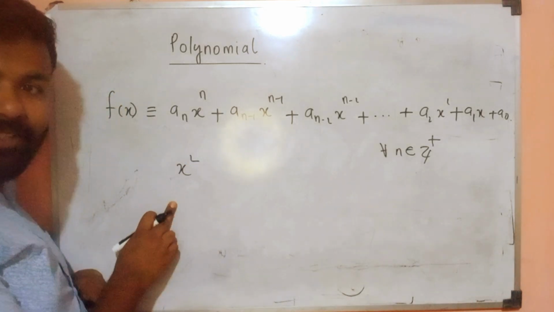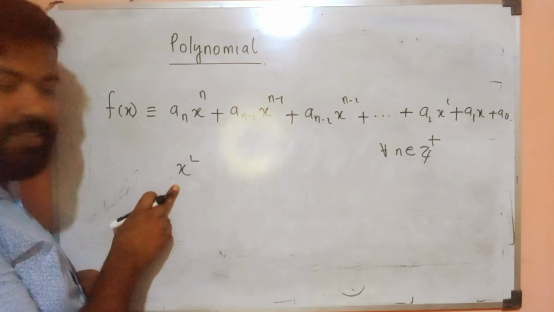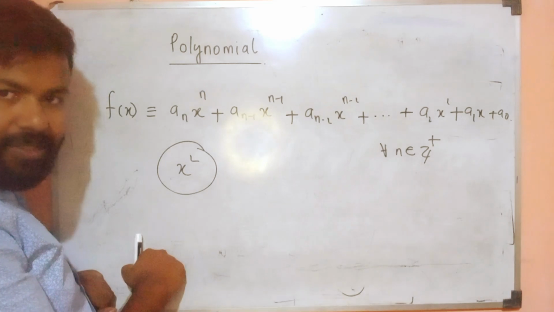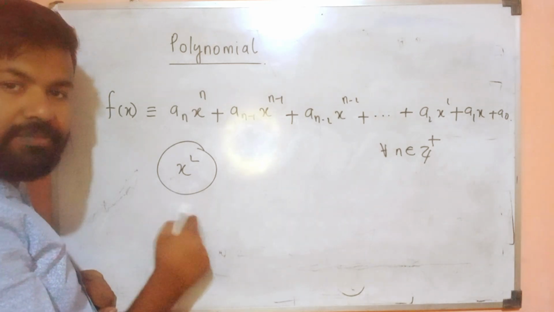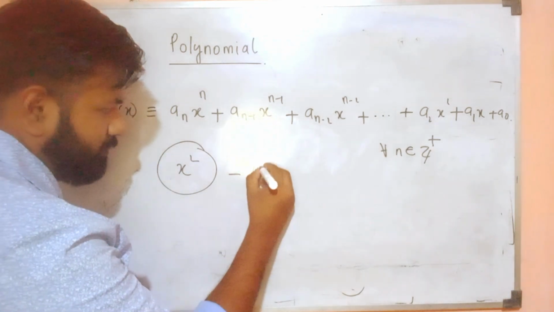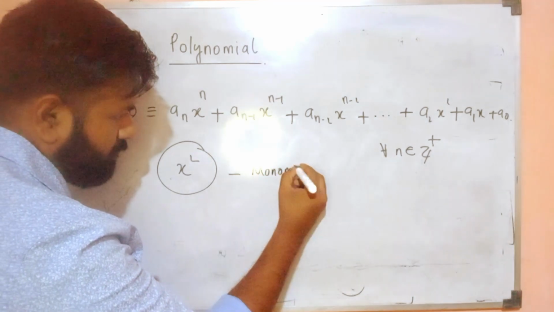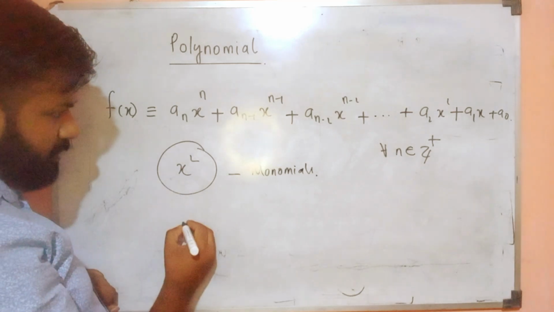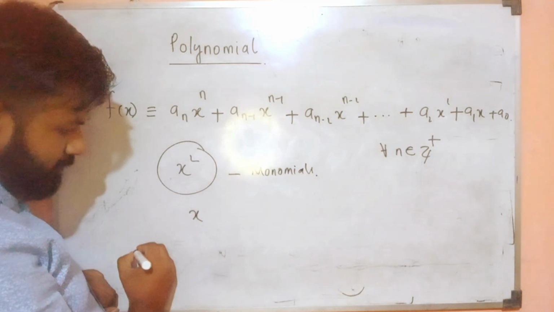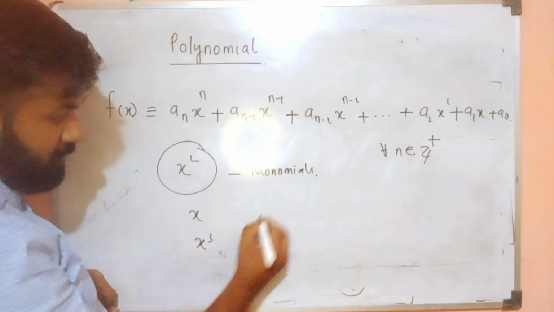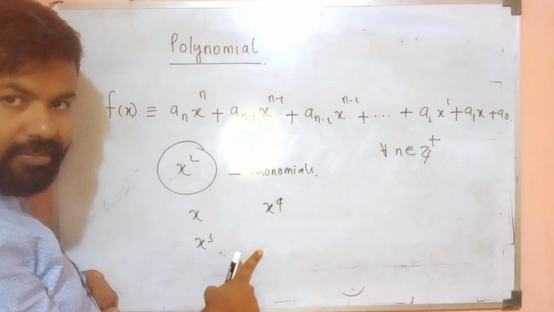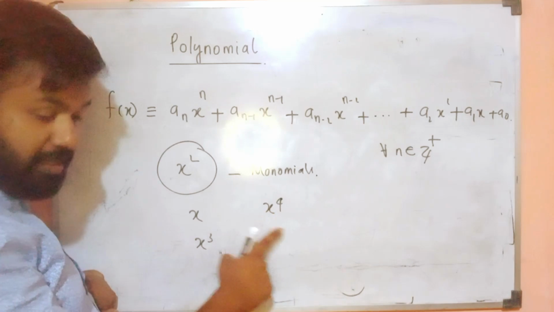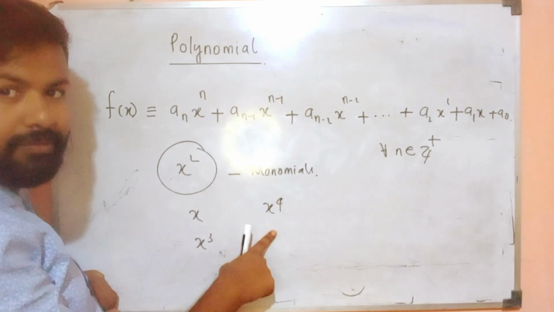x squared. This is a polynomial. x squared is a polynomial. This polynomial has only one term. Polynomials with only one term are called monomials. This is a monomial. x cubed is a monomial. x to the power 4 is a monomial. If you have a polynomial which has only one term, that polynomial is called a monomial.